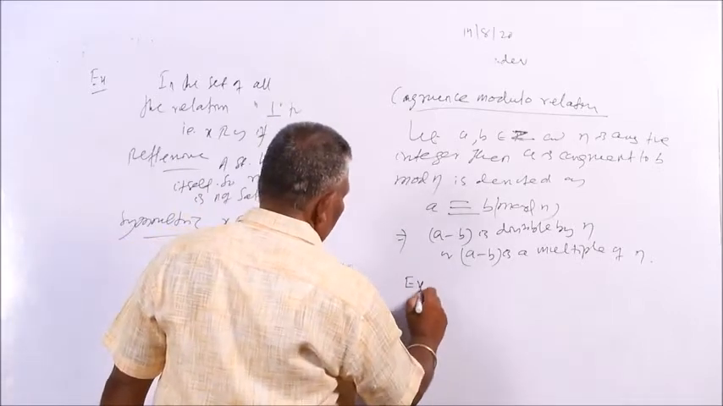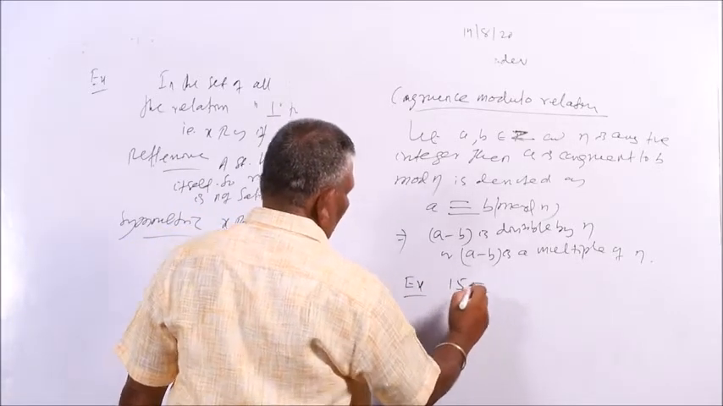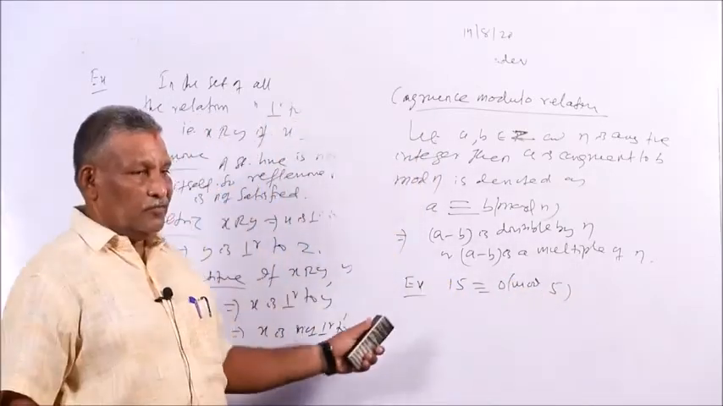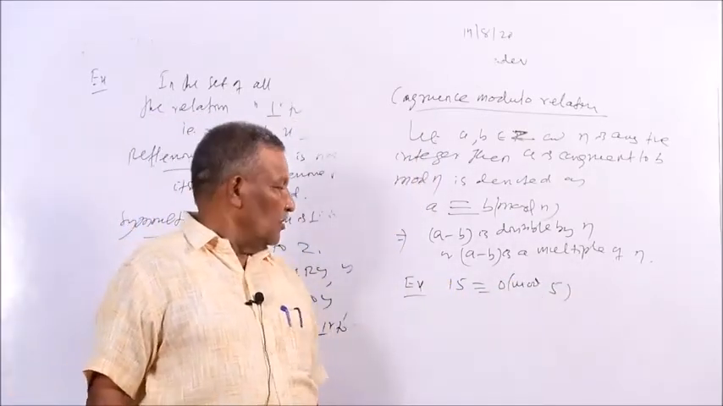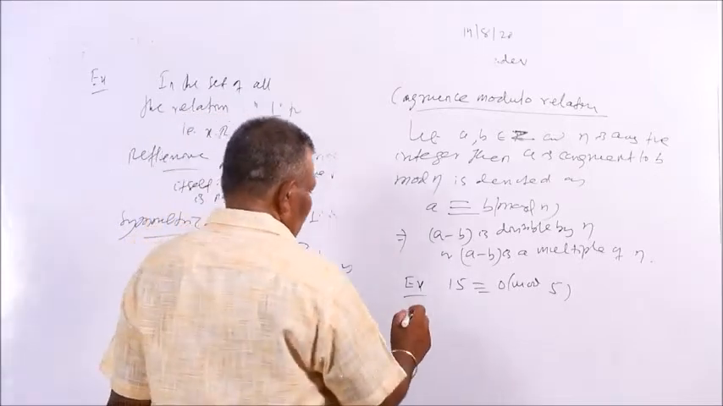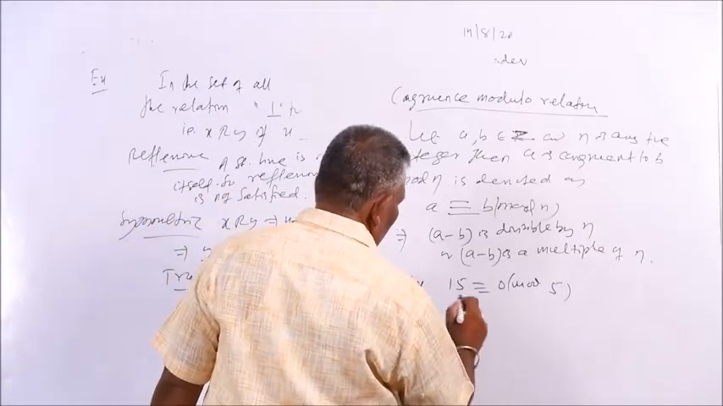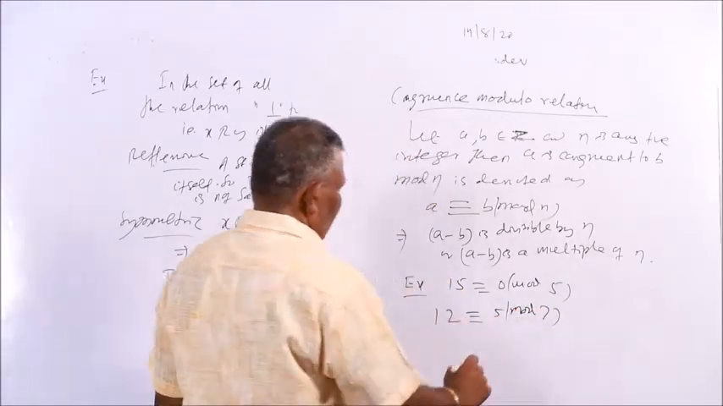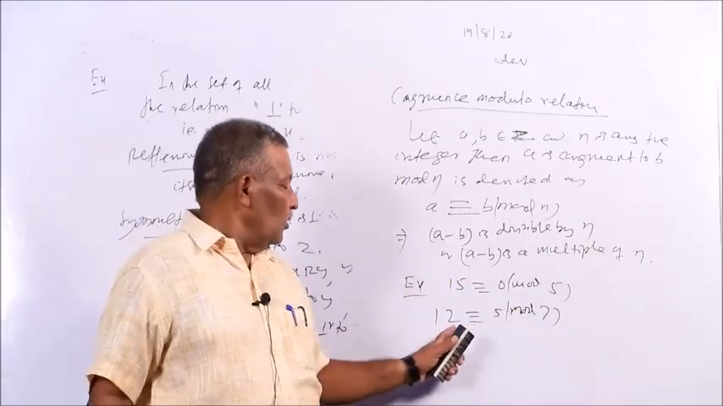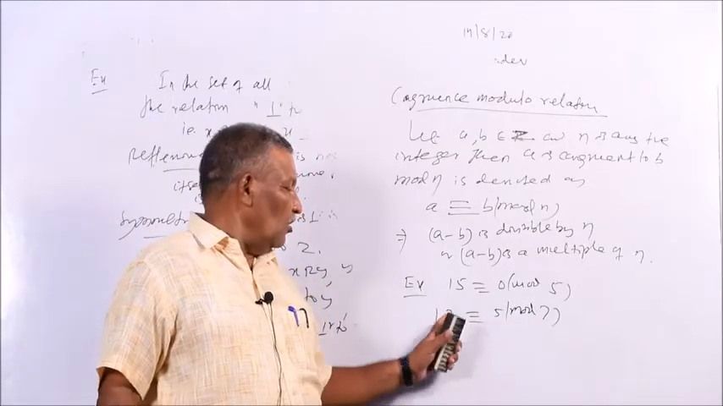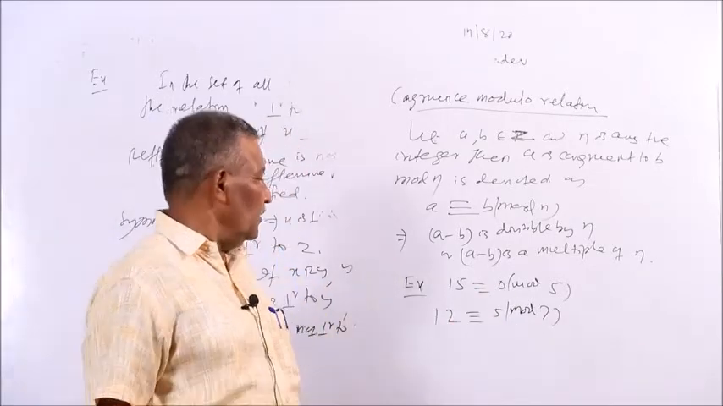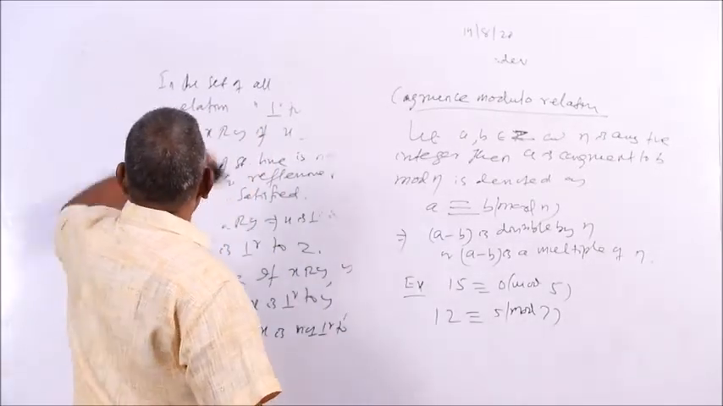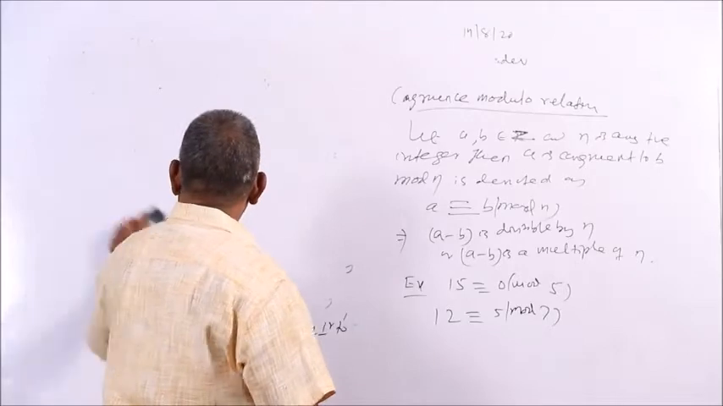As for example, 15 is congruent to 0 mod 5. 15 minus 0 is 15, so it is divisible by 5. So 15 is congruent to 0 mod 5. We can take 12 is congruent to 5 mod 7. That is, if we divide 12 by 7, the remainder will be 5, or 12 minus 5, that is 7, is divisible by 7. So this is the meaning of the congruence modulo relation. This congruence modulo relation is an equivalence relation.